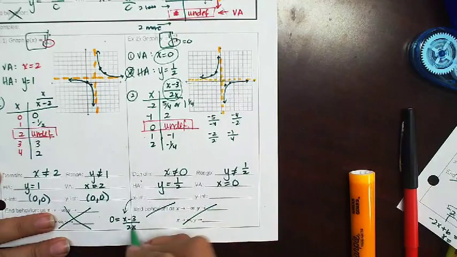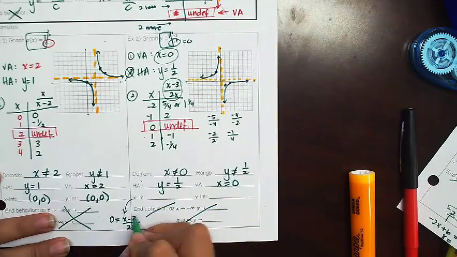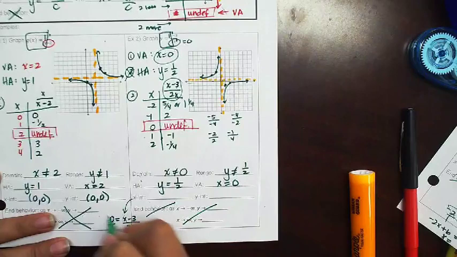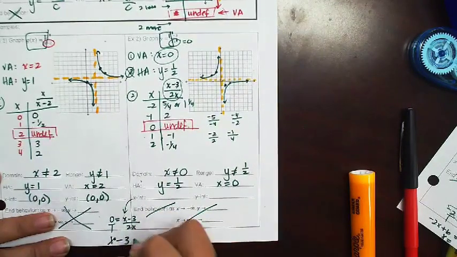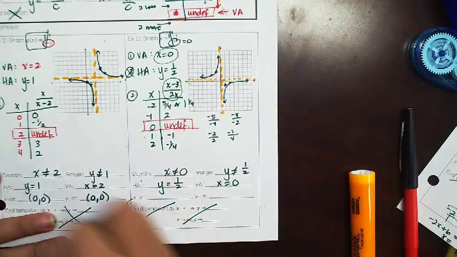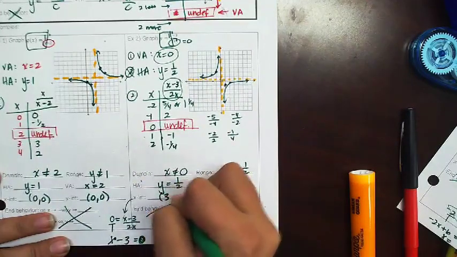And really, if you want to make a fraction 0, you just have to make the numerator 0. But if you doubt it, you could just cross multiply. You get x minus 3 equals 0. As long as the numerator is 0, the entire fraction is 0. And that's how we get 3 comma 0.